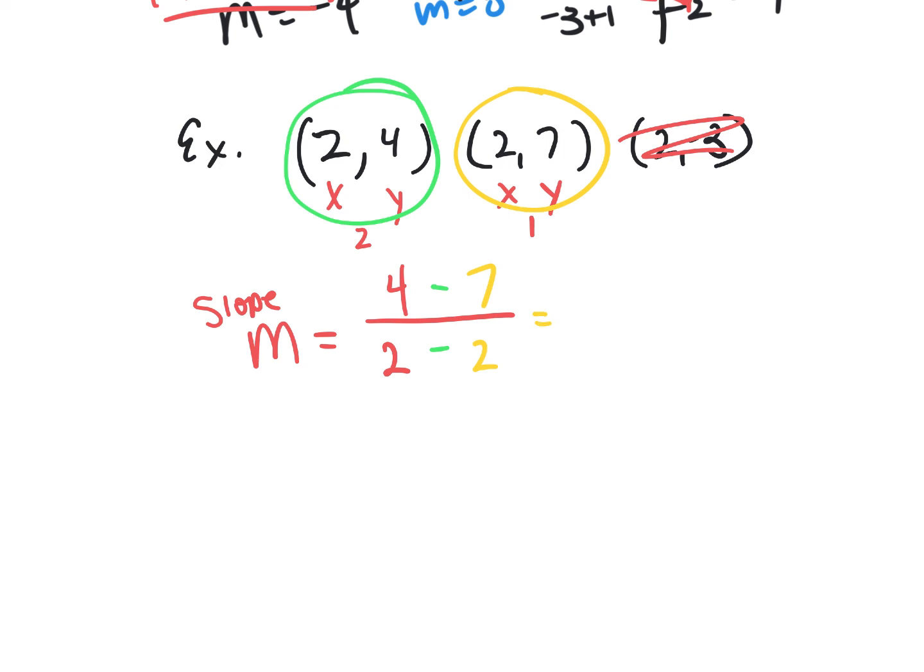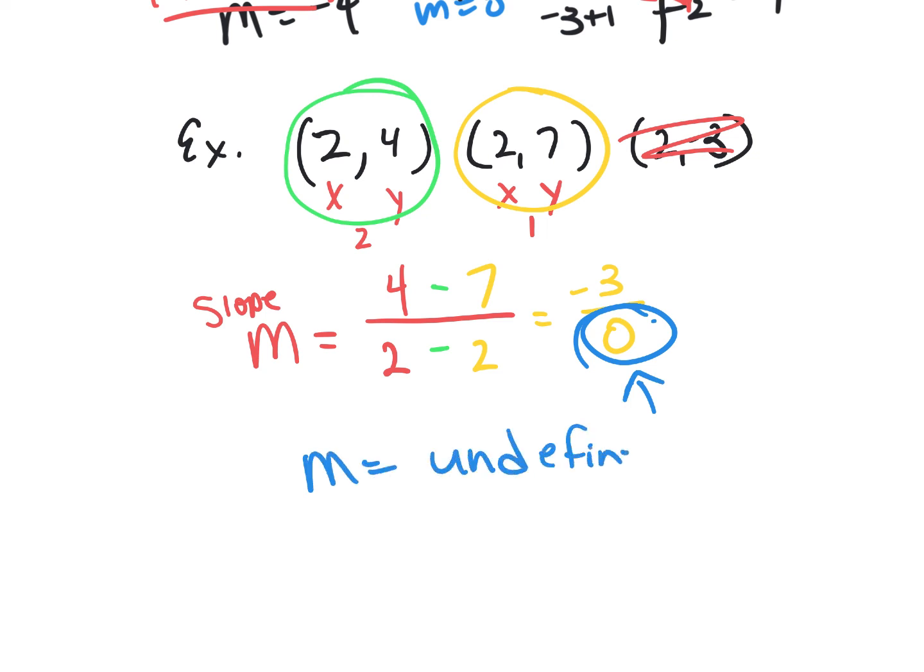And I have 4 minus 7 is negative 3 over 2 minus 2, which is 0. This guy right here means M is undefined. You cannot divide by 0. So what happens is this graph, actually, x was 2.